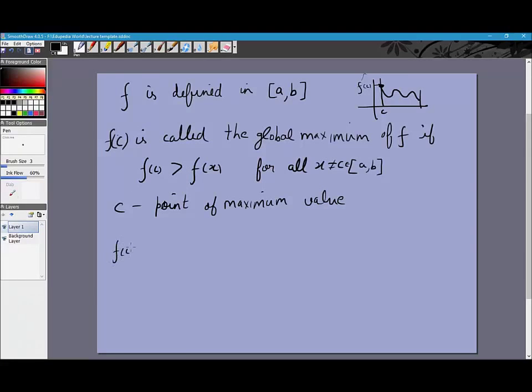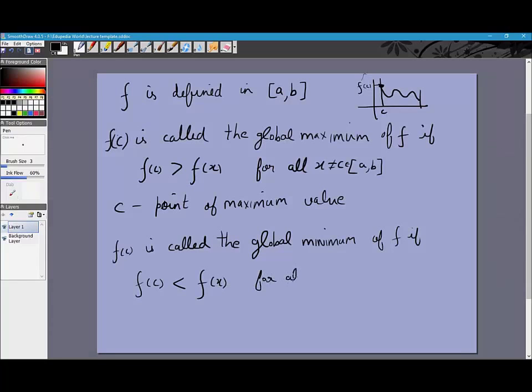Similarly, f of c is called the global minimum of f if f of c is less than f of x for all other x. That means for all x which are not c but which belong to a comma b. In this case, c is equal to a. I should have drawn a different figure. Let's say a figure like this. This is a, this is b.